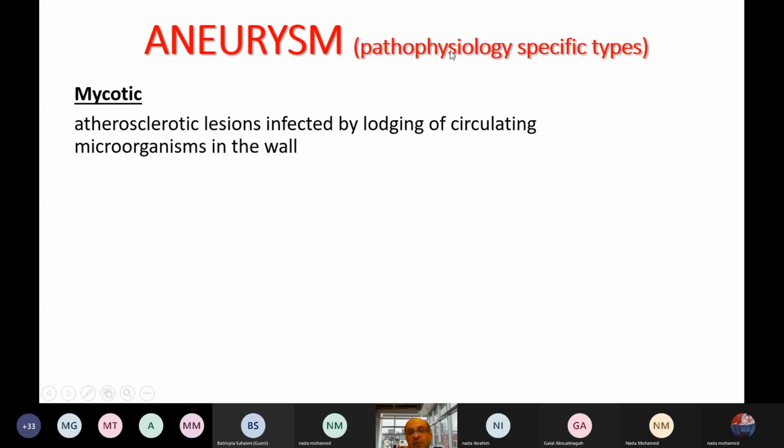Also, another classification of the aneurysm is according to pathophysiology. Sometimes we have a mycotic aneurysm. What is a mycotic aneurysm? As the name indicates, it is an aneurysm due to fungal infection, but actually this name is misleading. They thought that sometimes we have infection in the artery resulting from fungal infection, resulting in aneurysm. But later on, it was found not to be due to fungus. Sometimes I have infection in the artery causing dilatation. It is infection by bacteria and not by fungus, but it still carries its name, mycotic aneurysm.